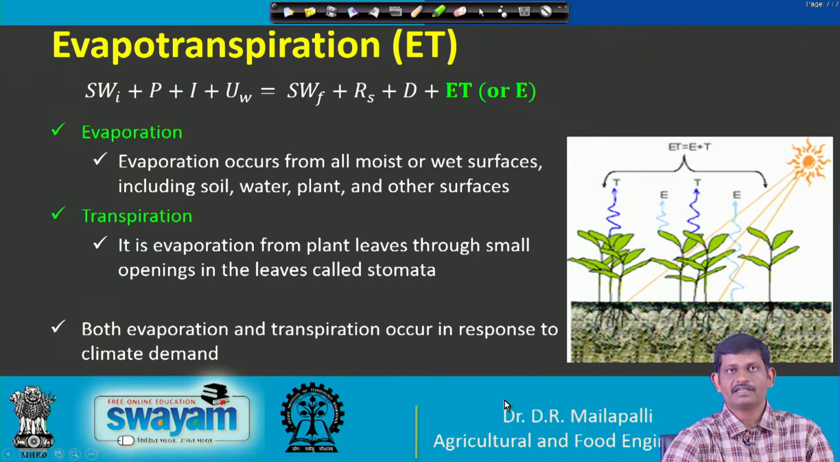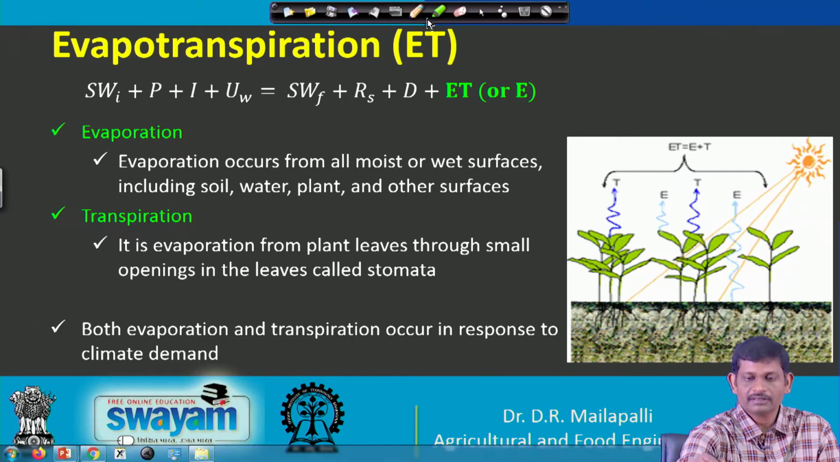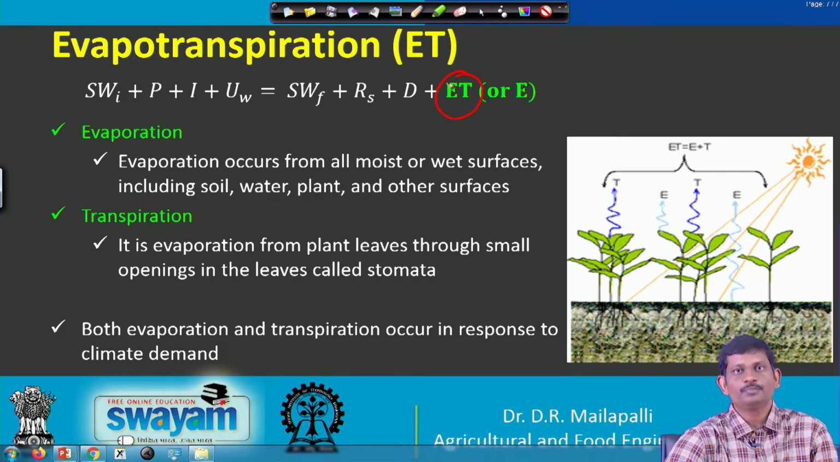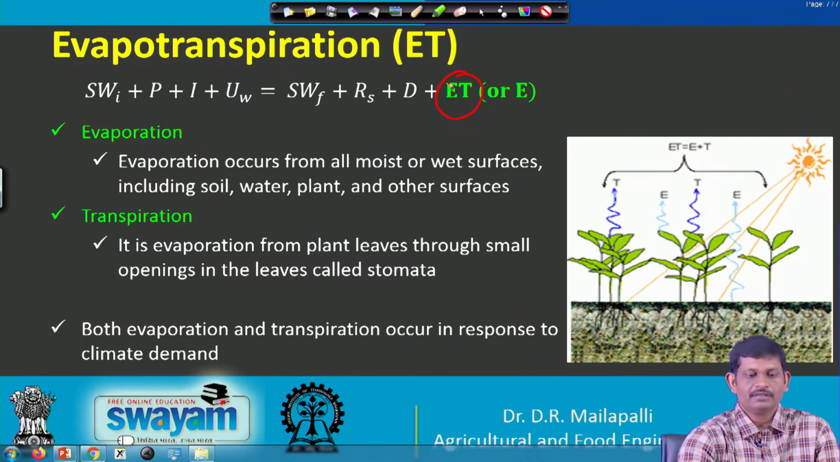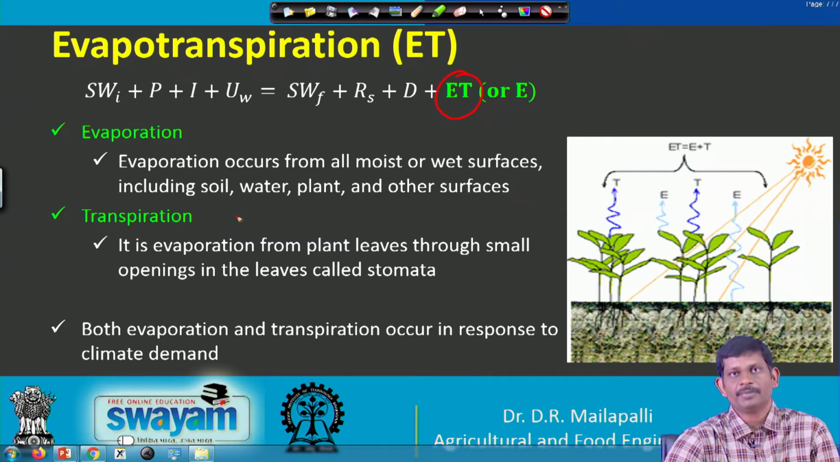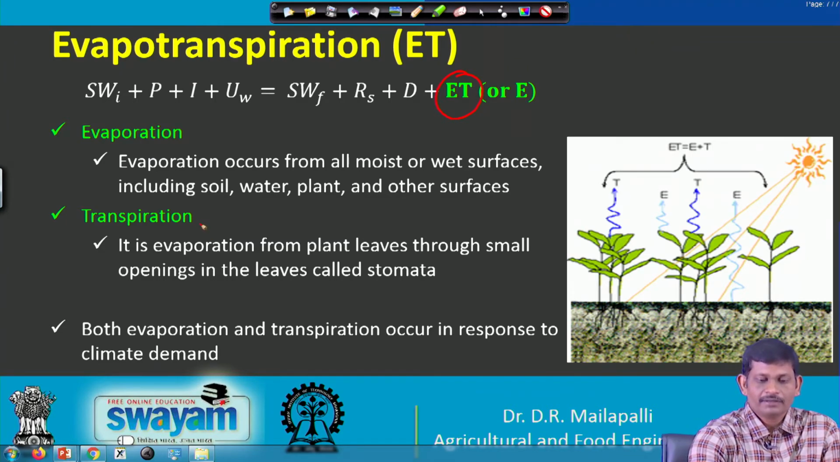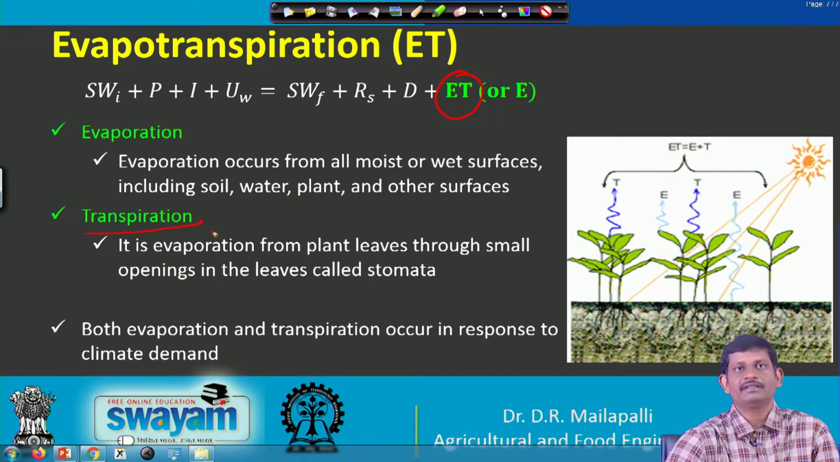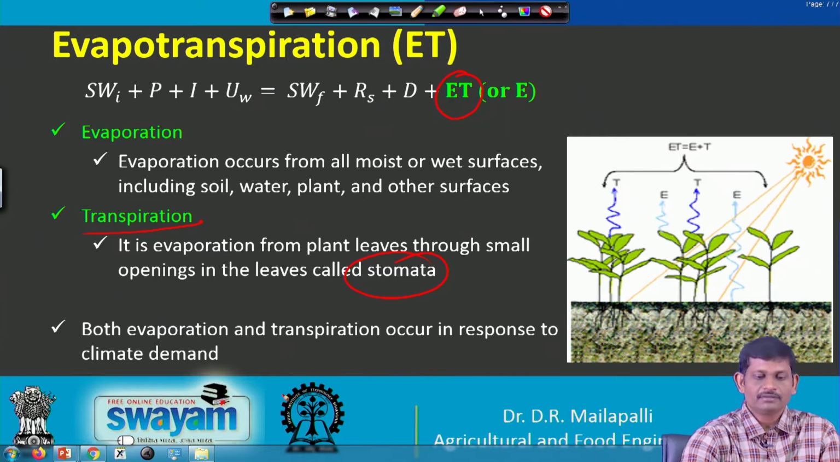And then the other component is evapotranspiration, that is ET. It has both evaporation and transpiration components. Evaporation basically occurs from all moist, wet surfaces, that could be the plant or soil, and transpiration occurs through the plant body, and there are some specialized openings called the stomata. The water transmits through the stomata. The amount of water which passes through the stomata is called transpiration.